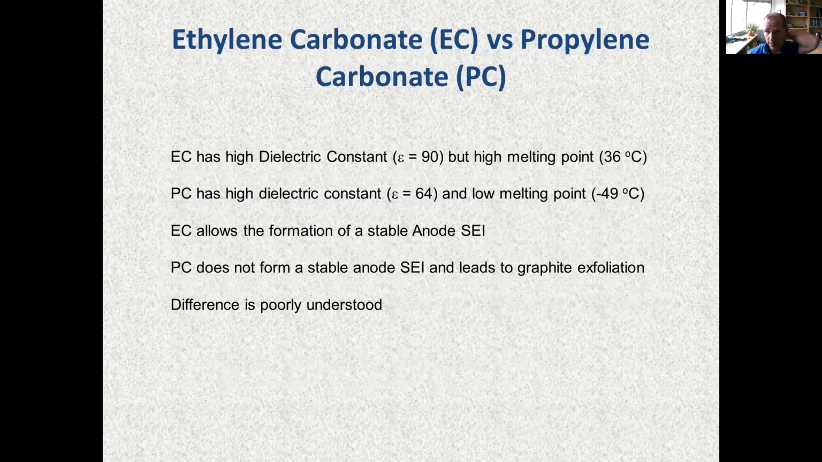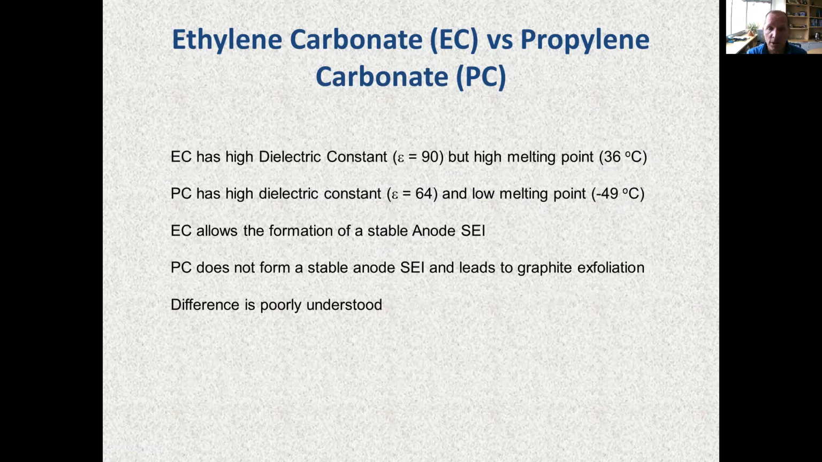So ethylene carbonate versus propylene carbonate, as I just mentioned, EC has a very high dielectric constant. PC has a pretty high dielectric constant too, similar, but unfortunately the melting point is quite low for the propylene carbonate. But the biggest advantage of EC is it allows the formation of a stable anode SEI, while PC does not form a stable SEI, which then leads to the continuous exfoliation of graphite and the continuous reduction of the electrolyte upon cycling.